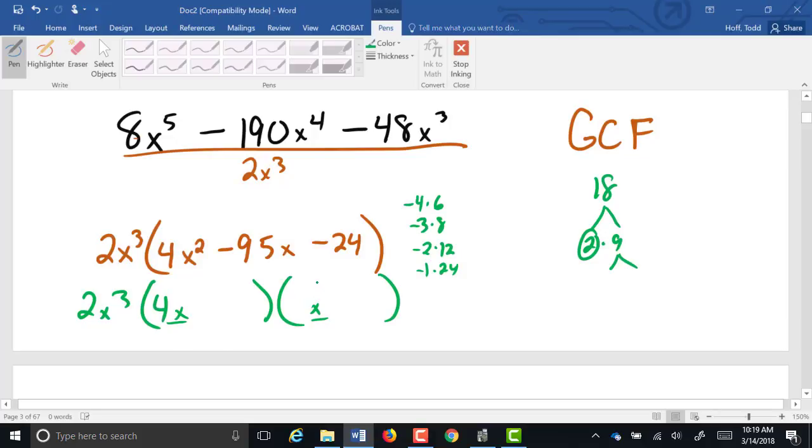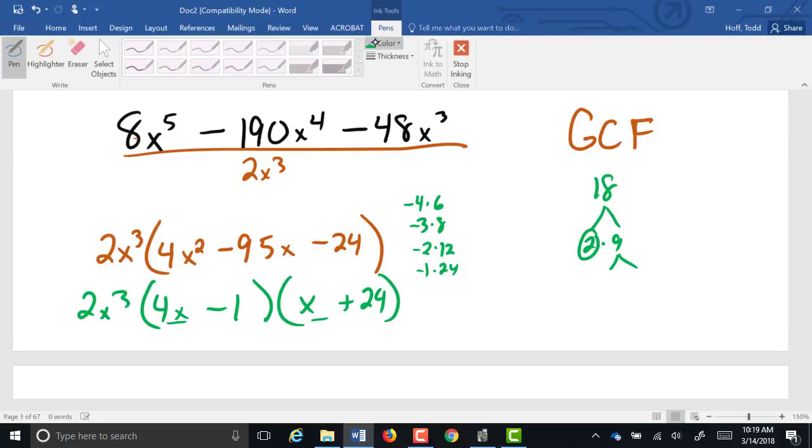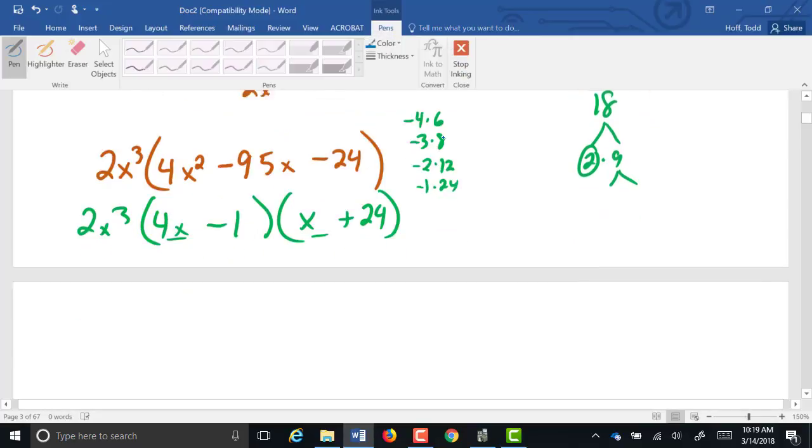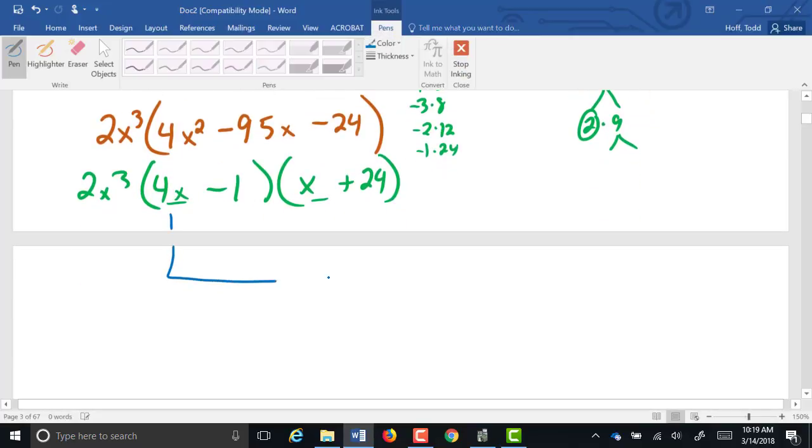It's going to be 4x times x. This is going to be negative 1, positive 24. On the outside, 4x times 24 is 96x. Negative 1 times x is negative 1x, which is, oops, I did that wrong. It should be a positive 1 and a negative 24. This is negative 96 and positive 1 gives us the negative 95.